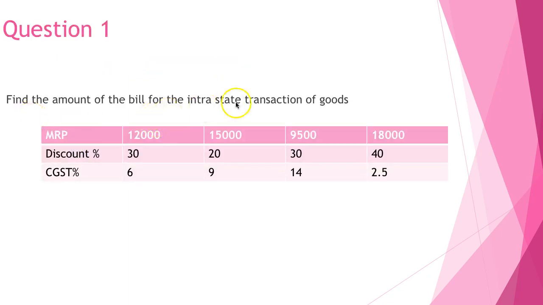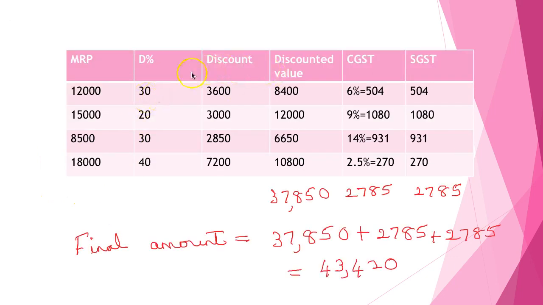Find the amount of bill for the intrastate transaction of goods. You are given the MRP, discount percent, and the CGST percent. So coming to the first row, MRP is 12,000, discount 30% of 12,000 is 3,600. So the discounted value is 12,000 minus 3,600, which is 8,400.